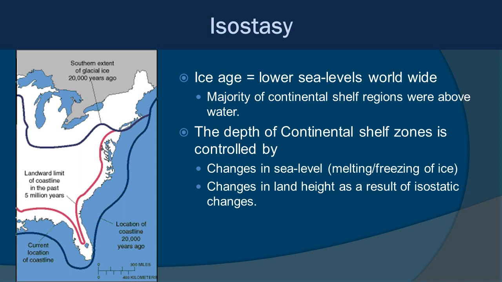Now, how far underwater those shelves are, basically how deep, really depends on those changing sea levels and that melting and freezing of ice based on climate changes. And the second factor has to do with changes in land height as a result of isostatic changes. Basically, how thick the crust is. Is there a very thick layer of crust with very tall land, or is it very much minimal like the seafloor crust?